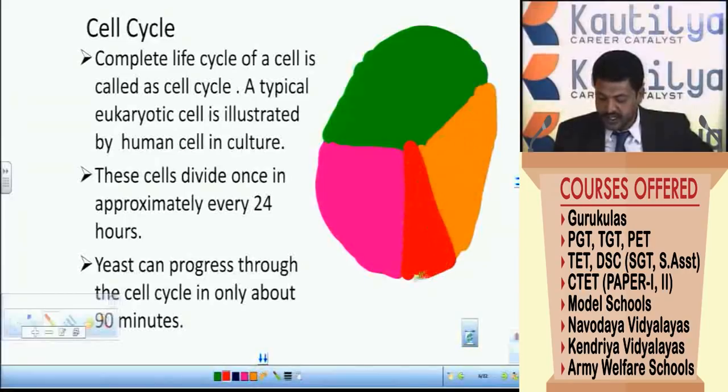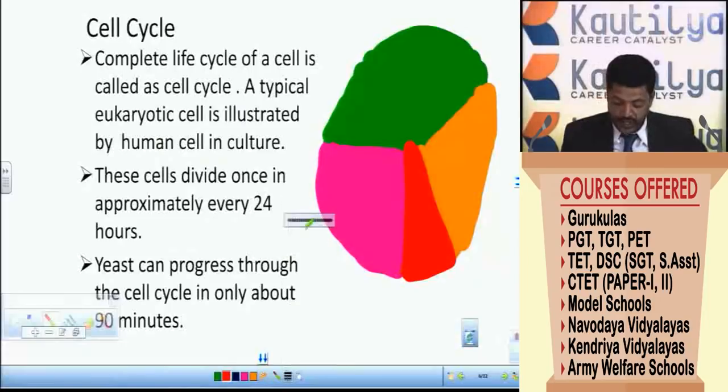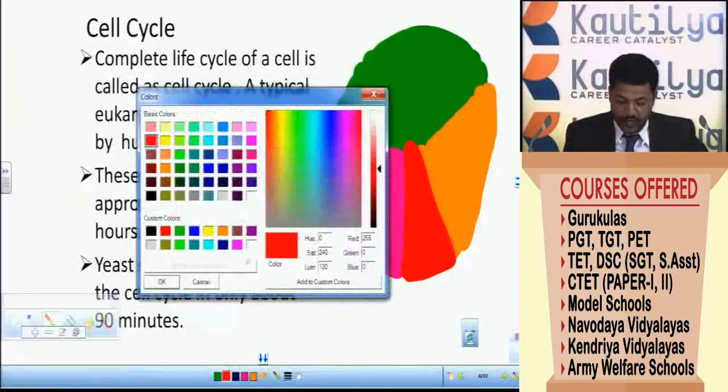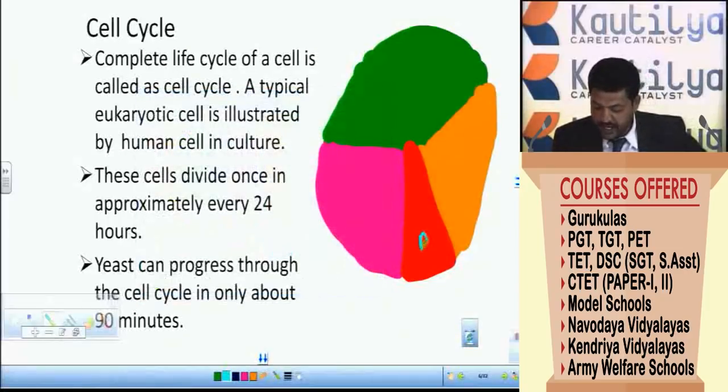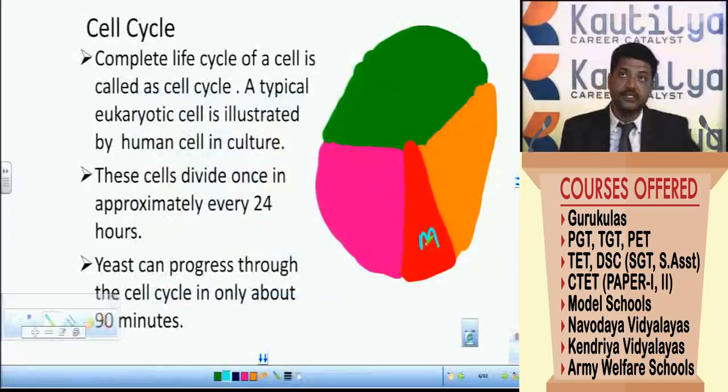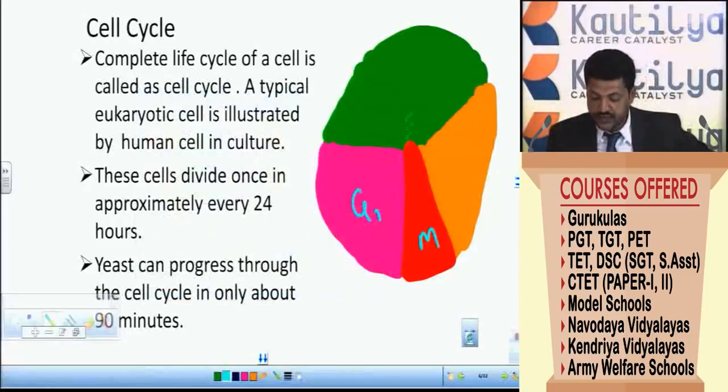Dear friends, the red color part of the cell cycle is what you will understand here. Red color part of the cell cycle is mitosis or meiosis. This is popularly known as M phase. And initially this is G1 and then S and then G2 stages.